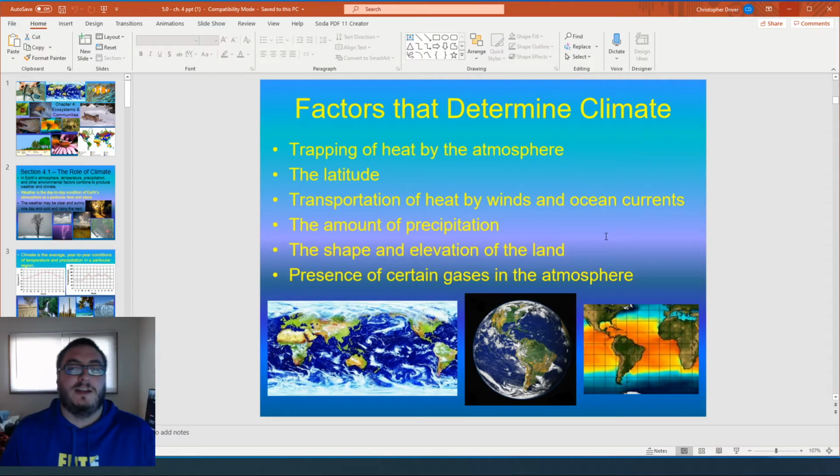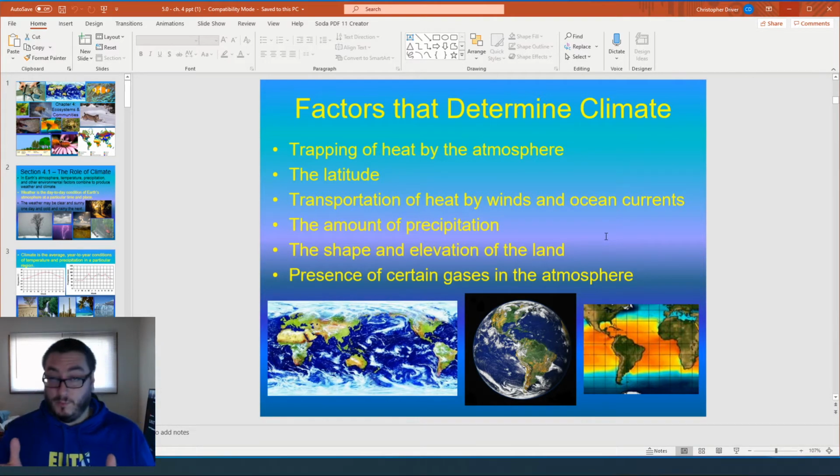Transportation of heat by winds and ocean currents. Ocean carries a lot of heat and a lot of energy, and it actually can release that into a certain area and make it feel a lot milder than it really is.